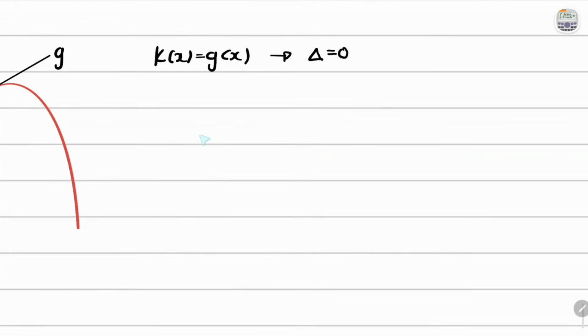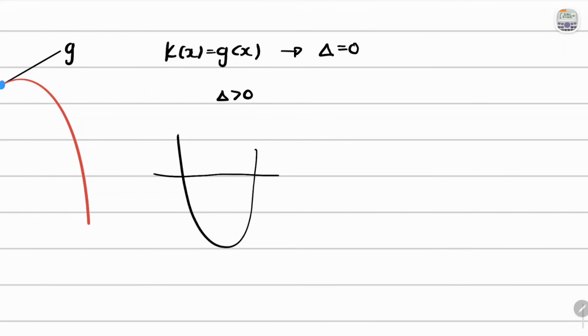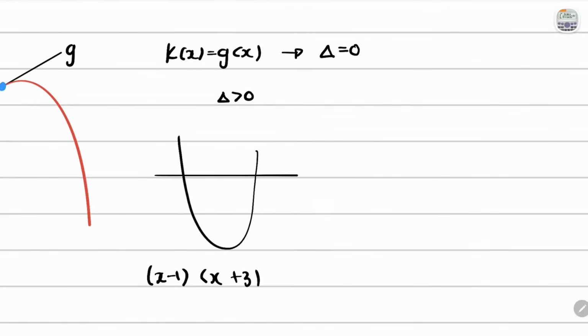Here's the thing about the discriminant. With a parabola, you know that if the discriminant is greater than 0, you will have two unequal roots. So this is something like (x minus 1) and (x plus 3), for example, right? Two unequal roots. But if you make delta equal to 0, what actually happens is you're getting equal roots.